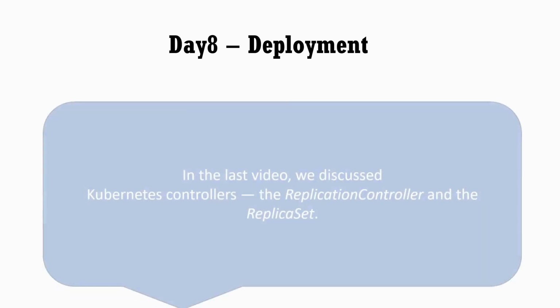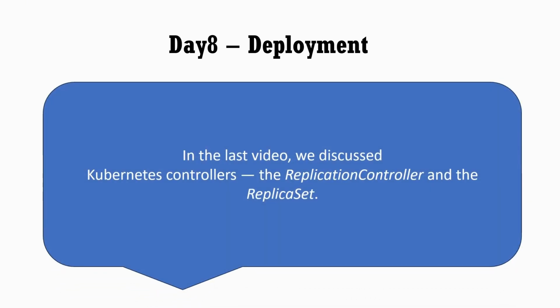In the previous video, we explored two important Kubernetes controllers, the replication controller and the replica set. We learned how they maintain the desired number of pod replicas and ensure that the application stays running even if individual pods fail. So today we are moving one step forward and discussing what is deployment, and why do we need deployment strategies.